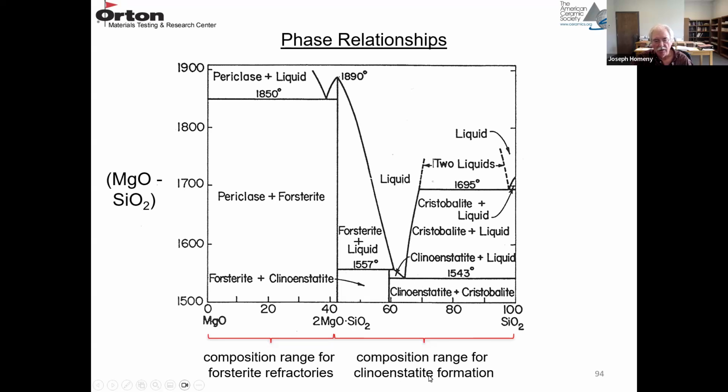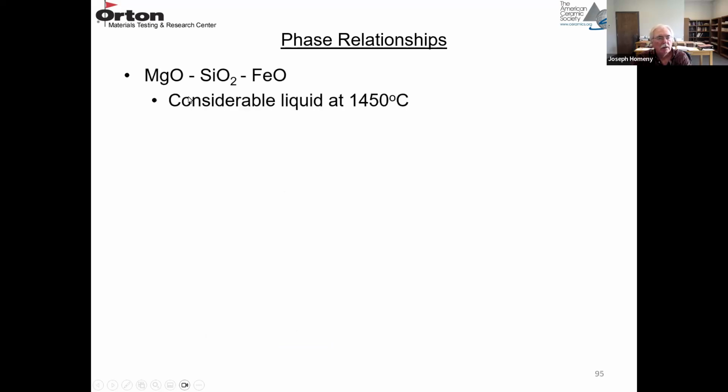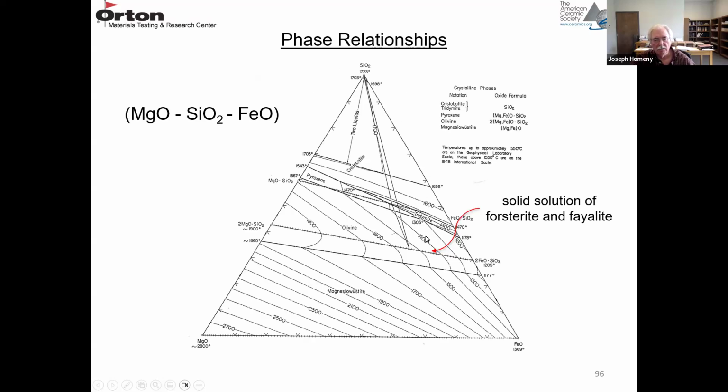And you're going to end up with clinoansitite, plus a great deal of liquid at high temperature. So phosphorite refractories have to be in this phase field. Phthalate is a source of iron oxide, FeO, so that can form a great deal of liquid at 1450 degrees C.